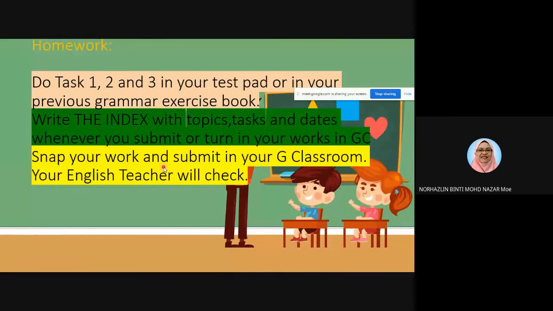Okay. Snap your work and submit in your Google Classroom. Okay, your English teacher will check. In Google Classroom, don't expect me to check all. Okay, cikgu dah add collaborators, other English teachers in the group. So your English teacher will help me to check. Okay, your homework. You understand or not? Macam like me, I'm checking Tri Gaharu and Tri Jati.